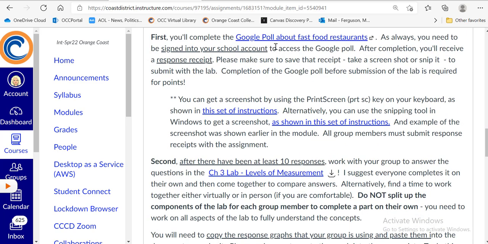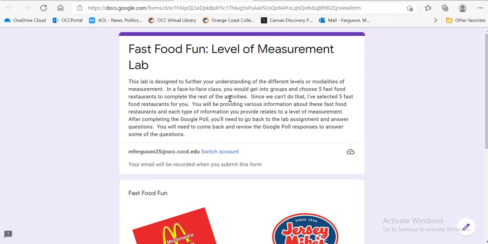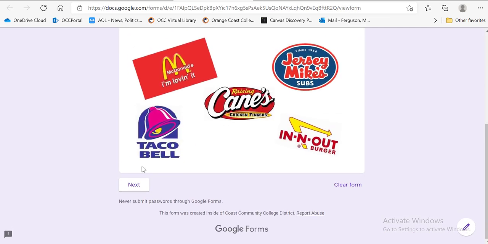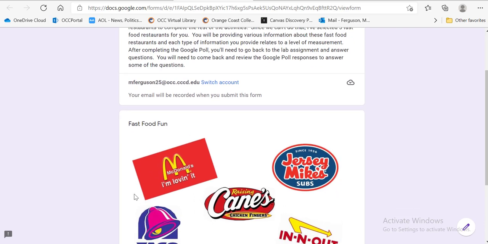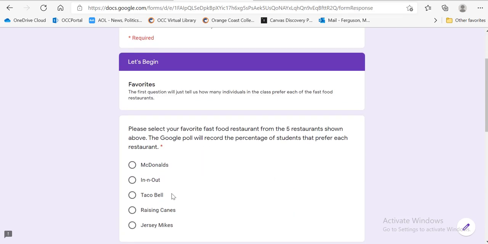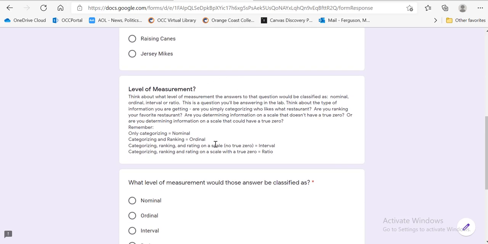So the first thing you're going to do is complete this Google poll, and it's going to come up here, and you're just going to read through the instructions, of course, and answer the questions. There are going to be 4 different categories, starting with favorites. You simply answer the question. Then please read through this information. Think about the level of measurement that information is giving you.